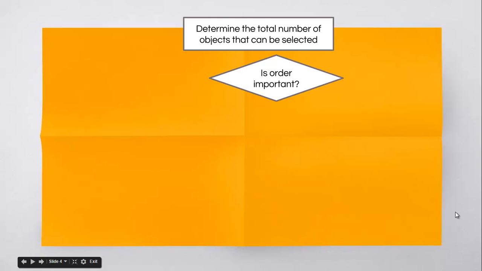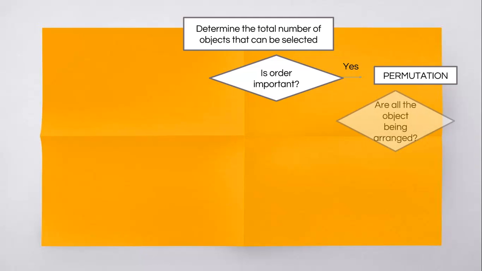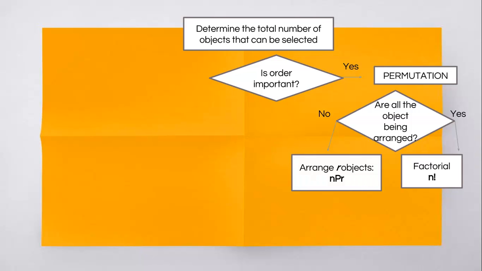So we just walk through this flowchart. Determine the total number of objects that can be selected. So if we're ever trying to find total ways, that's n(S) or n(A). You've got to ask yourself, is order important? If it is, then it's a permutation. And then you ask yourself, are all of the objects being arranged? If all the objects are being arranged, then it's a factorial. So you go all the way down to 1. If it's not, we're probably just arranging a certain amount of objects, and we would call that a permutation, nPr. If the order is not important, then it's a combination.